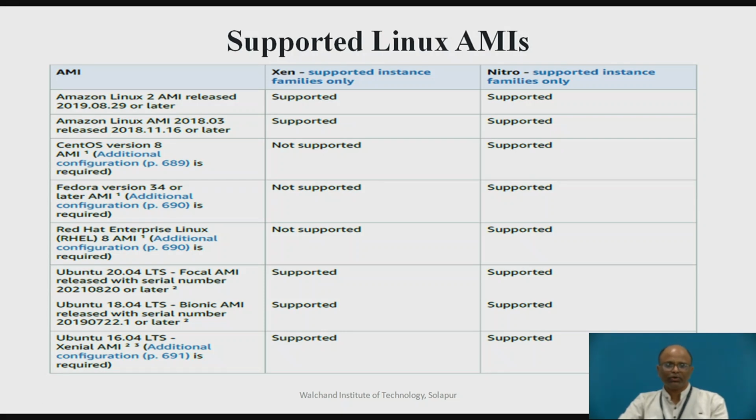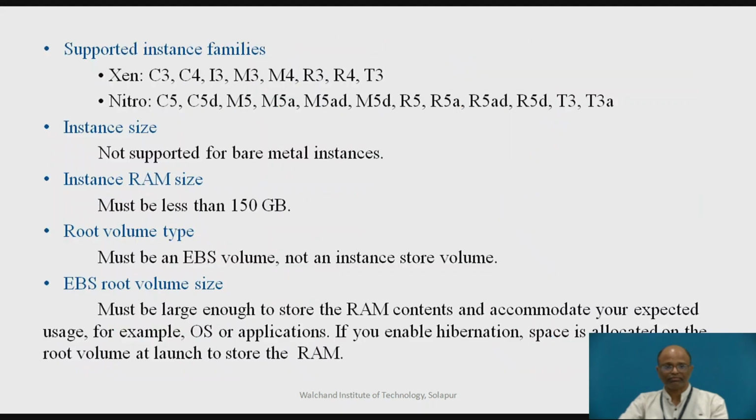If I am talking about supported Linux AMIs, these are the list of AMIs which support hibernation. You can go through this, where I have two hypervisors, one is Xen and the second is Nitro. These come under supported families. If you talk about supported instance families, from Xen we have C3, C4, and the list is here, and from Nitro we have C5, C5d and the rest of these. These are supported instance families which are allowed for hibernating an EC2 instance.